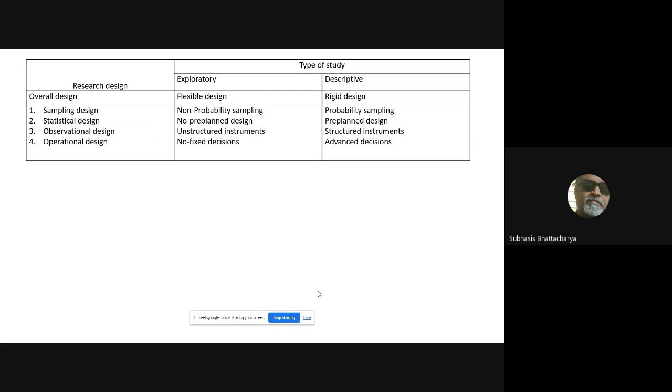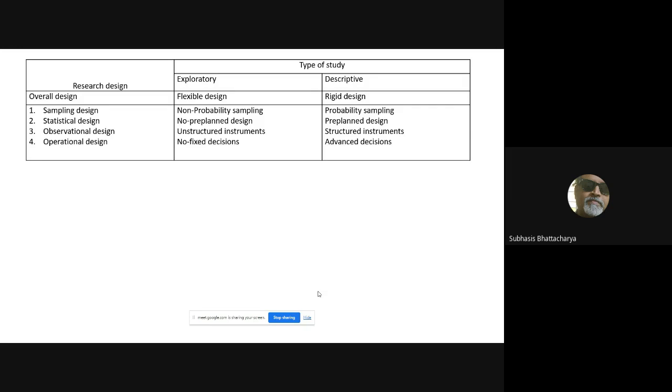So the type of study: if we consider the difference between the research design in respect of the exploratory and the descriptive, there is overall a flexible design in exploratory study, and in descriptive, some type of rigidity is there. And when you are going to sampling about your research work, when you go to primary sample survey, what is the sampling design?